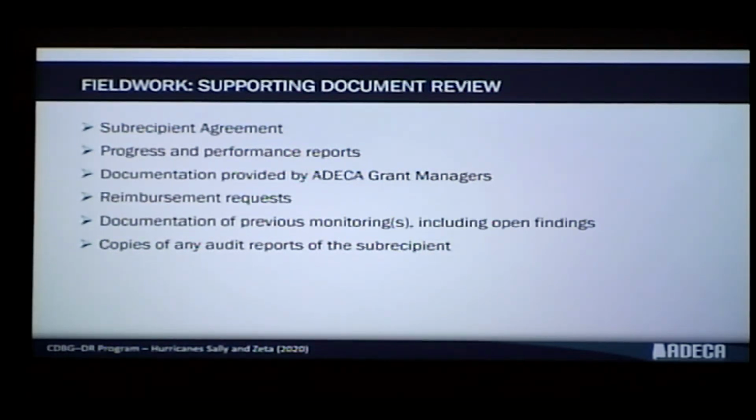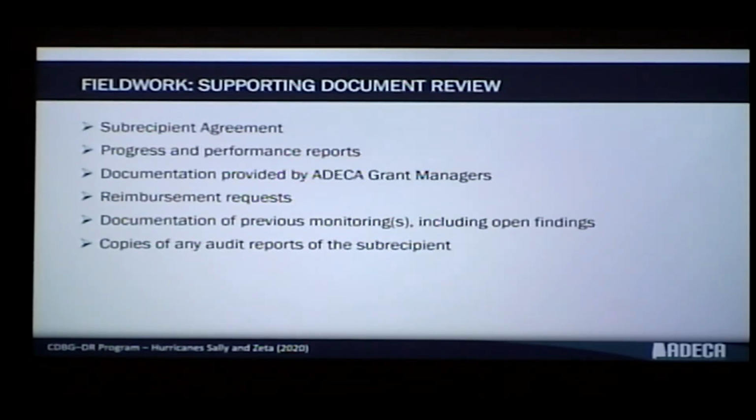All right, so document review. Not only are we looking at files, financials, things like that, but we're comparing everything against your subrecipient agreement, so your budget, your scope of work, your deadlines, and the actual deliverables that are in attachment A and attachment B, budget deliverables. Then we'll also be looking at your progress and performance reports. So they've reported they've done this. Let's compare that to the actual files themselves.